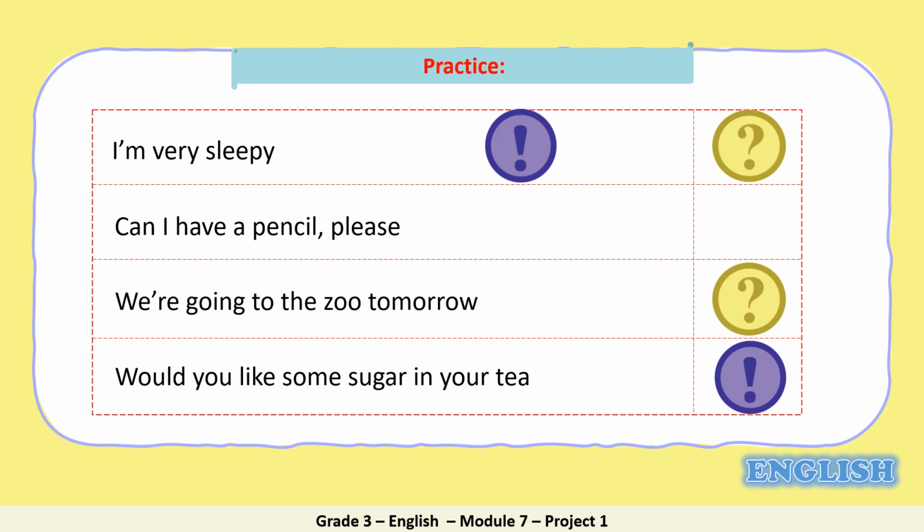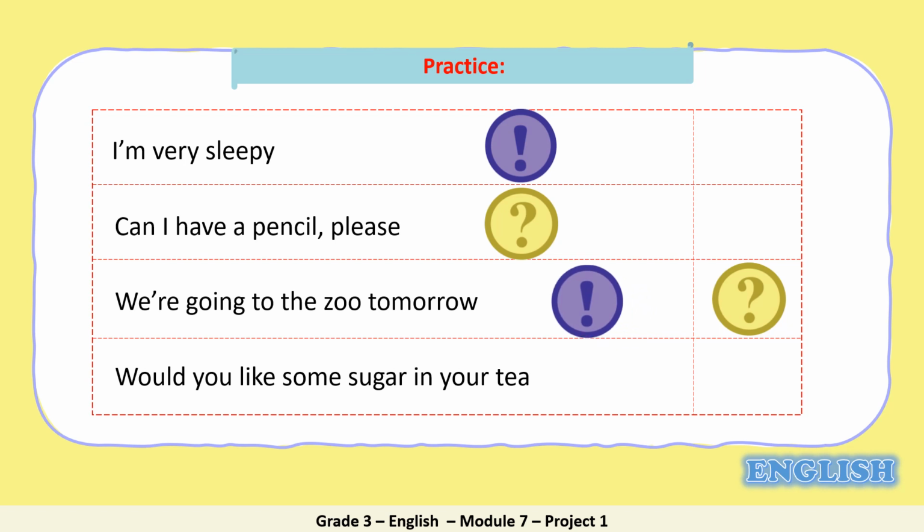Number 2, can I have a pencil, please? Now, if you use yes or no to answer, it means it's a question, so we will use a question mark. Number 3, we're going to the zoo tomorrow. Think about it. If you are going to the zoo, you will be very excited. That's a strong feeling, so we will use an exclamation mark.